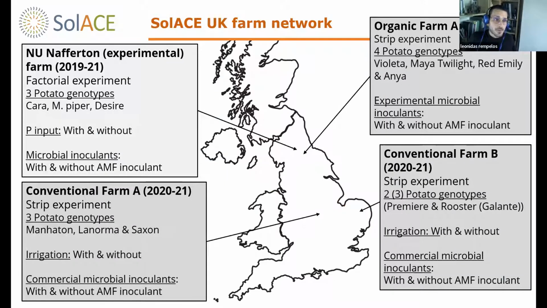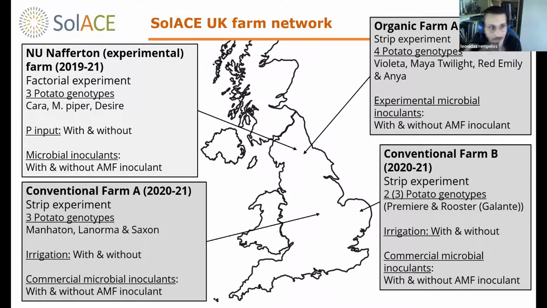Starting, potato trials within the SolACE UK network were designed to test the efficacy of AMF inoculants on different commercially available potato varieties grown in a range of commercial farms, as well as to demonstrate their potential to increase tuber yield, water and phosphorus use efficiency.